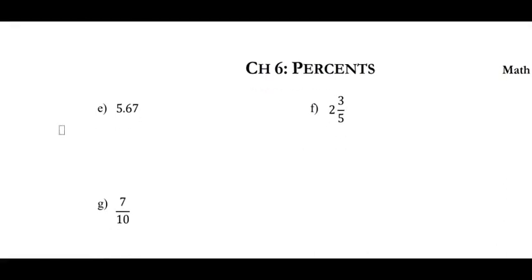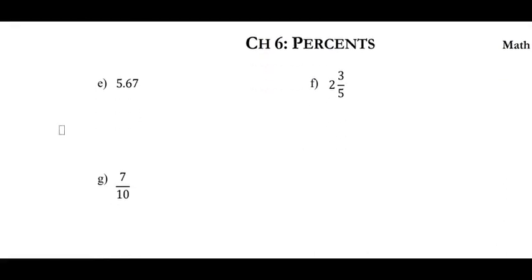All right, let's move along. We have a couple more to look at. So here we have 5.67. Pretty easy. As long as we have the decimal point, all we do is walk it twice. So 5.67 gives you 567%, because 1 is 100%. So naturally, when you have 5, you have at least 500%.